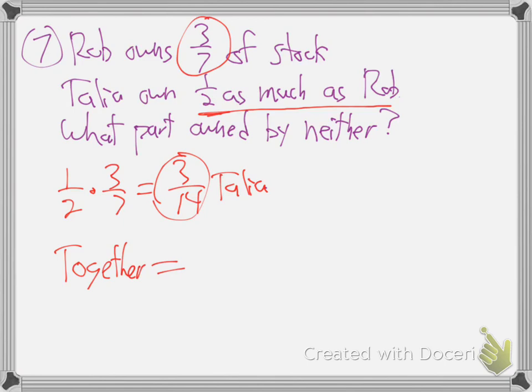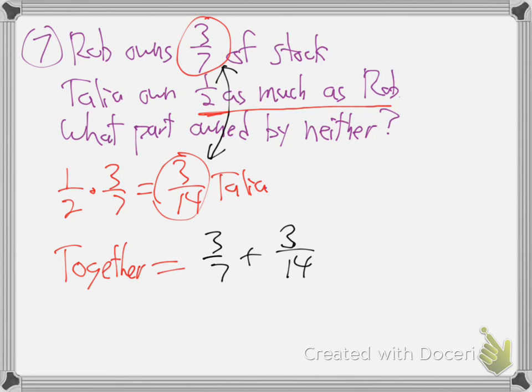Together, how do we figure them out together? Well, they're different, huh? One of them owns 3/7 and one of them owns 3/14. Oh, I see what you mean. Yeah, because you're getting the common denominator. Yeah, totally, exactly. We have to add them up, which requires a common denominator, huh? To get what they have together, exactly.